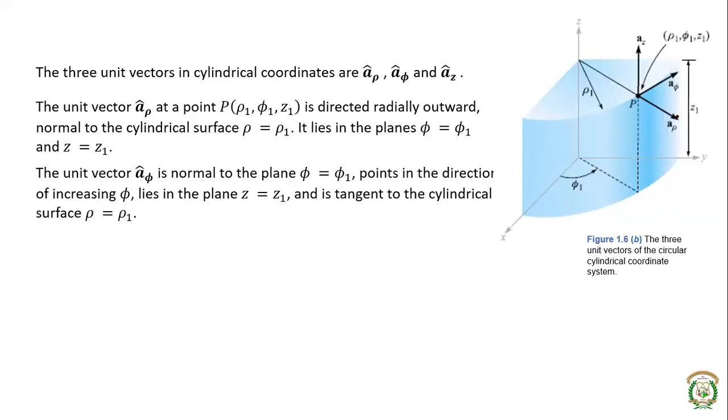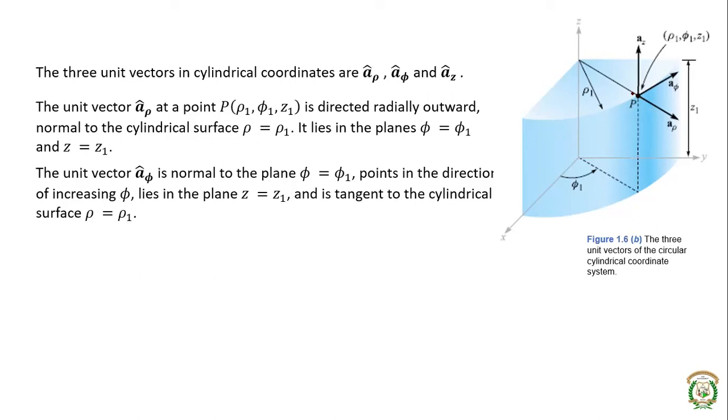Similarly, the unit vector a phi is actually the tangent drawn at the particular point P. Okay, it is normal to the plane phi is equal to phi 1, which is perpendicular in this particular case. It points in the direction of increasing phi. This is the direction of increasing phi. It lies in the plane z is equal to z1, and it is tangent to the cylindrical surface rho is equal to rho 1. So that's what I said. It is tangent to the cylinder at this particular point P.